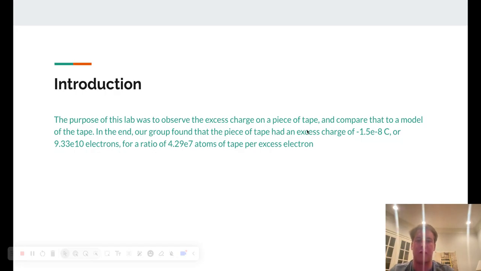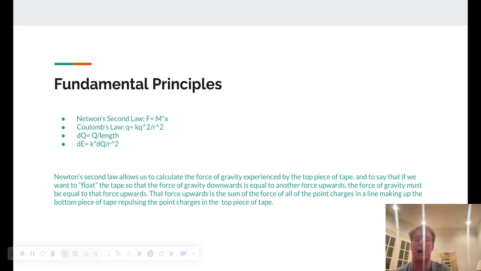So here are our results from our experimental model in our last lab. This is what we determined by doing the experiment itself. To come up with this, we use some fundamental principles. Experimentally, we use Newton's second law, F equals ma, to compare the forces of gravity versus the forces working up, because we know when it's floating, those are equal to each other. Then to calculate charges, we use Coulomb's law and all the derivations from that. That's how we know the forces of electrostatics.